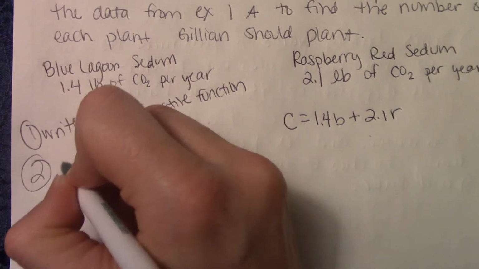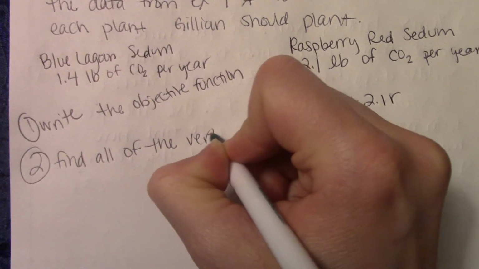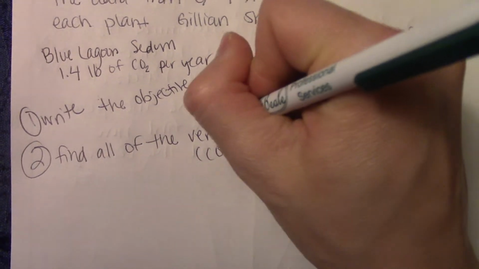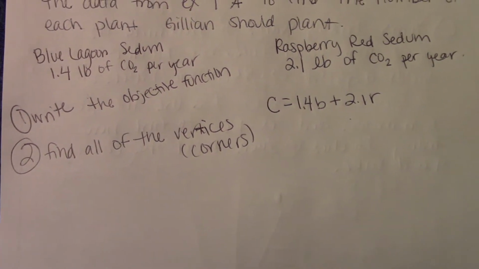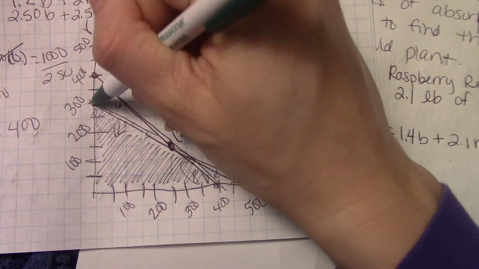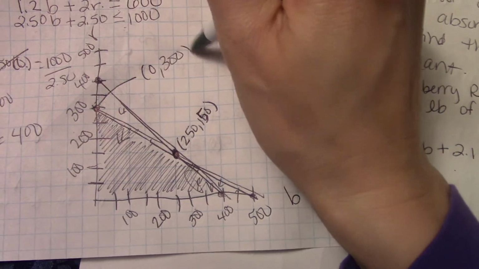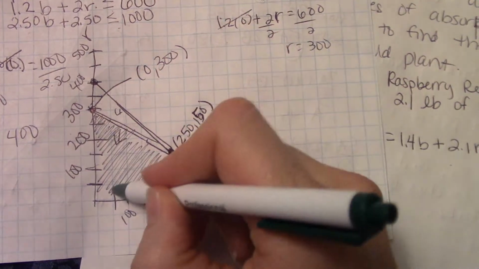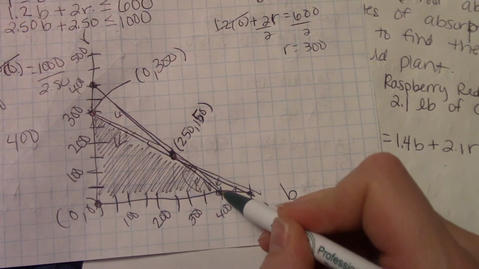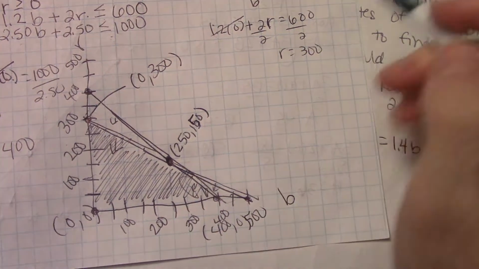Step 2, find all of the vertices. These are your corners. So we have to go back to our graph. So here we go, here's our graph. All of our corners: this point here is 0, 300. Our x is 0, our y is 300. We have 0, 0 down here. It connects here, so 400, 0. And then we've got 250, 150.